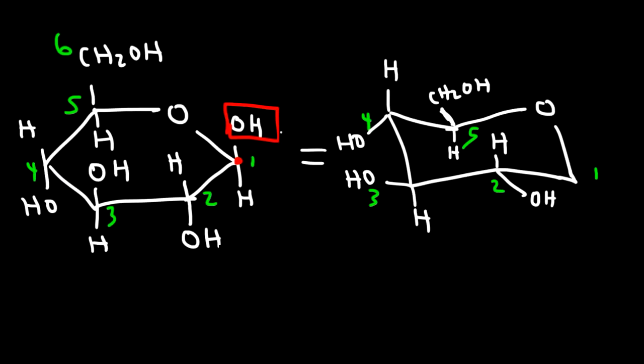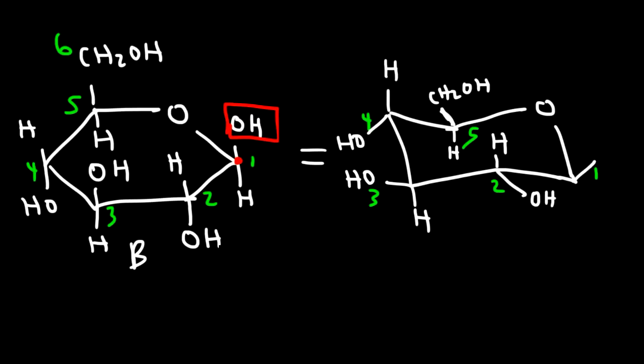Now, in order to draw the beta isomer, we need to put the OH group in the upward position, which will be in the equatorial position. So this is the beta anomer of glucose in its chair conformation. If you want to draw the alpha anomer, all you need to do is put the OH group in the axial position and the H in the equatorial position. So this would be the alpha anomer. But let's keep the beta anomer.